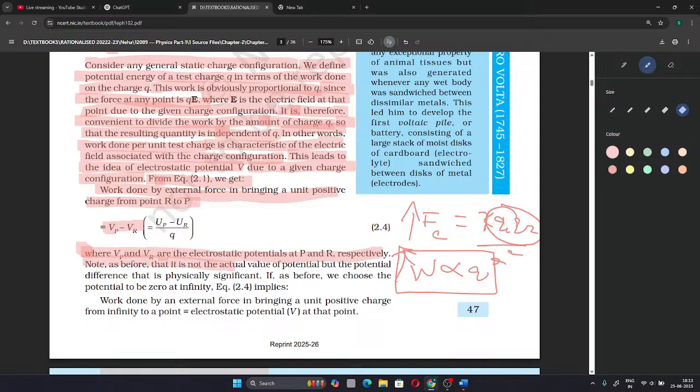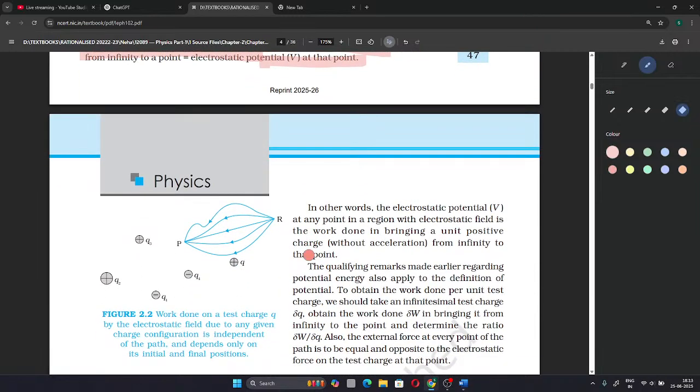Note that it is not an actual value of potential, but the potential difference that is physically significant. If, as before, we choose the potential to be 0 at infinity, the work done by an external force in bringing a unit positive charge from infinity to a point will be equal to the electrostatic potential V at that point. In other words, the electrostatic potential V at any point in the region with electrostatic field is the work done in bringing a unit positive charge without acceleration from infinity to that point.